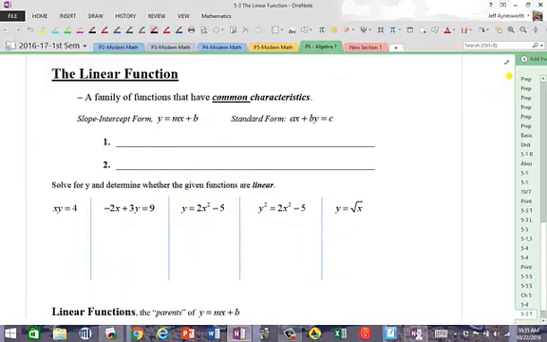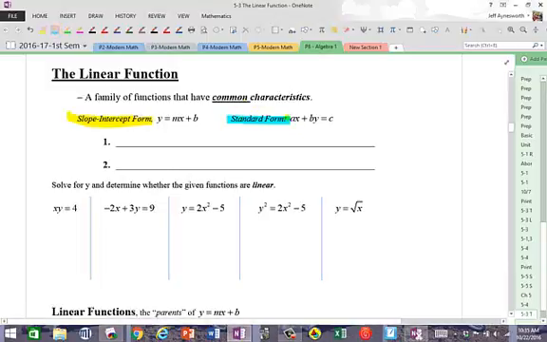Now let's take a look at some characteristics of the linear function, okay? So first of all, linear functions, typically in this section here, are going to be coming in two basic forms. One's called slope-intercept form, all right, y equals mx plus b. And the other one's going to be standard form, which is ax plus by equals c. Okay, what are some common characteristics? First of all, the very first thing we're going to find out is that if we graph the function, the graph is a line, okay?